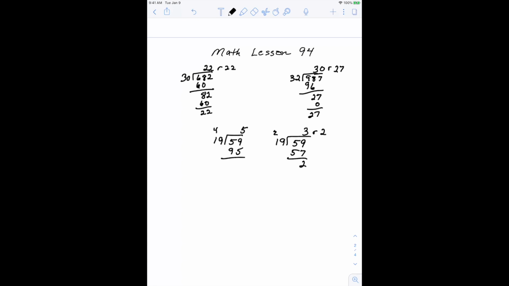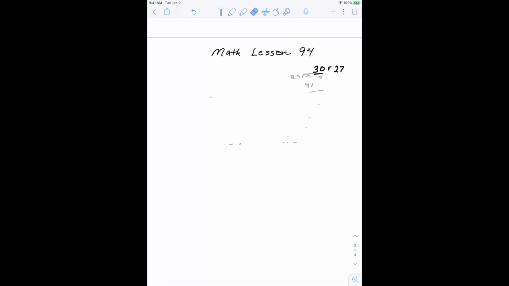Okay, so now I want you to look with me at the practice set. I am going to erase all of these, and I'm just going to do a few of them with you, and then I want you to do the rest on your own. So let's start with A. And we're going to have to estimate in these. A is 19 into 792.